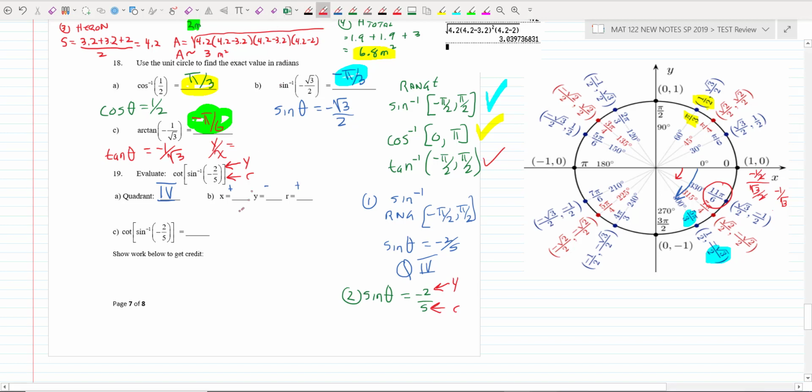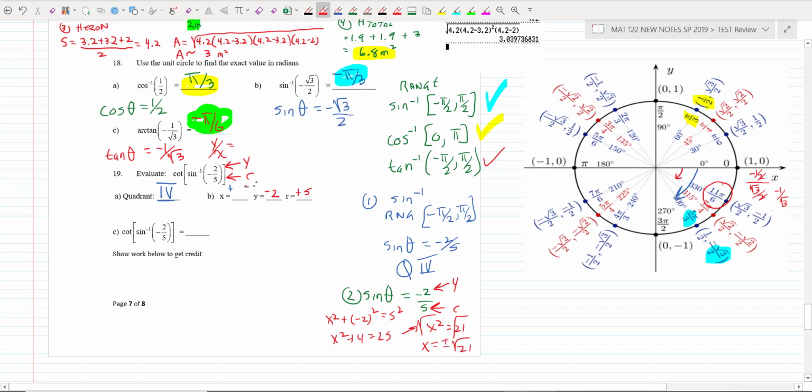Basically y is negative 2, and r is going to be positive 5. And then of course we can go through and do the Pythagorean Theorem to figure this out. So we end up having x squared plus y squared equals r squared. So that's x squared plus 4 equals 25. That is x squared equals 21. Square root both sides, and you're going to get x is plus or minus root 21.